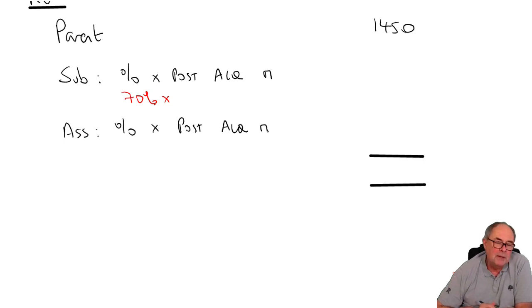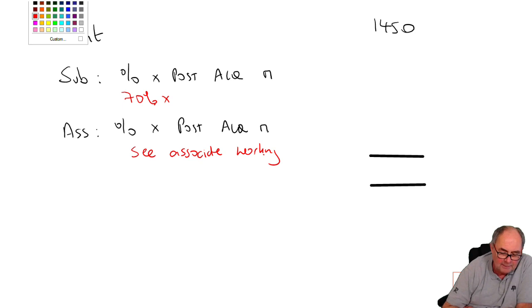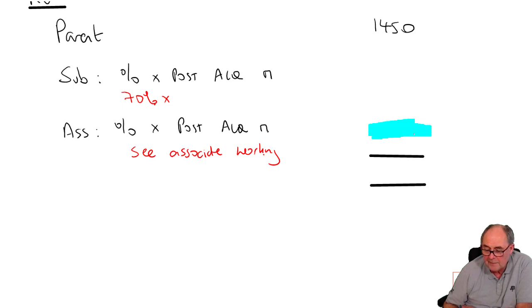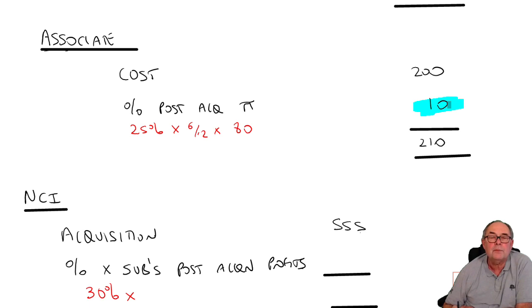The associate number will always be the same number as we've used in the associate working. Because in the associate, you bring in share of post-tax profits. In retained earnings, you also bring in share of post-tax profits. So you don't need to work it out again. I'm just saying, see my associate working. It'll be the same number. So this number here will be the same as the one we used in the associate, which was 10.